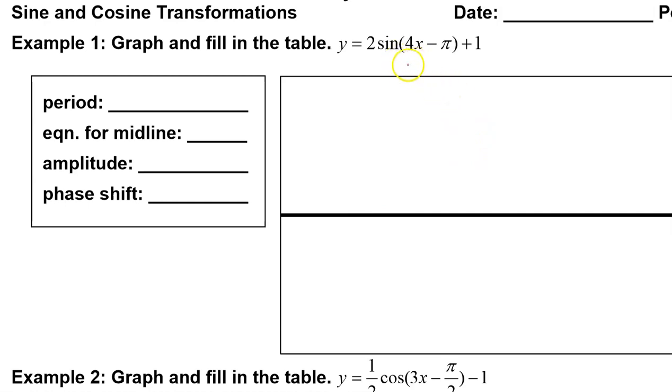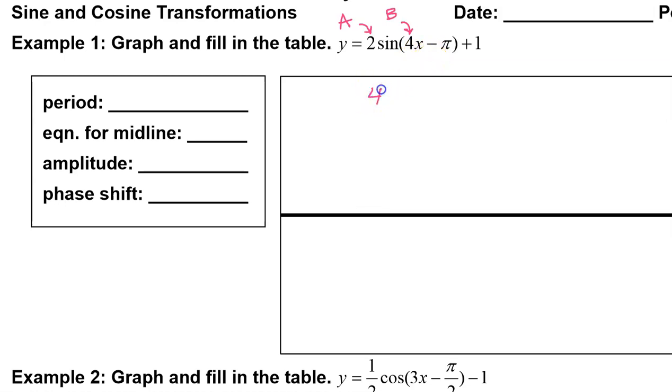The first thing I like to do is factor out the b value. This number here in the front, I'm going to refer to as the a value. But this number right here, right in front of the x, is what I call the b value. Right now, we have this b value in front of the x, and then we have minus pi. We really need to rewrite this with the b value factored outside of the parentheses.